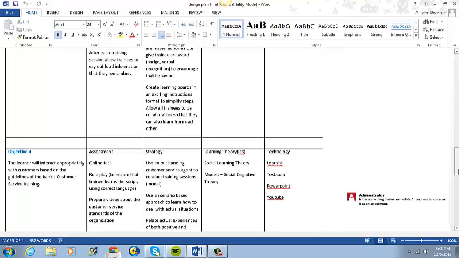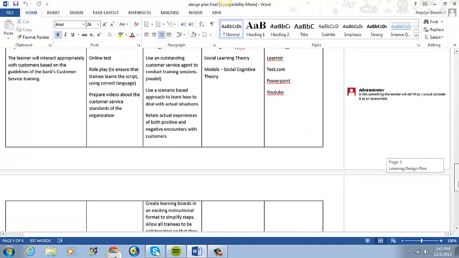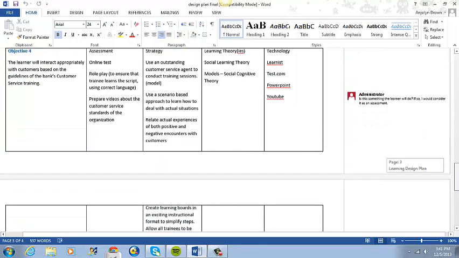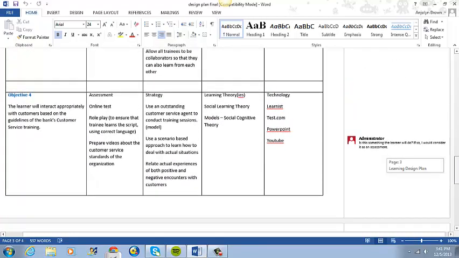The learners will be able to see someone who has excelled in this area and will try to be like them. So it will be a scenario-based learning approach, mostly role play, and the relating of actual experiences, both positive and negative encounters with customers. So this one mostly is social cognitive theory through the use of models, social interaction, learning from others.